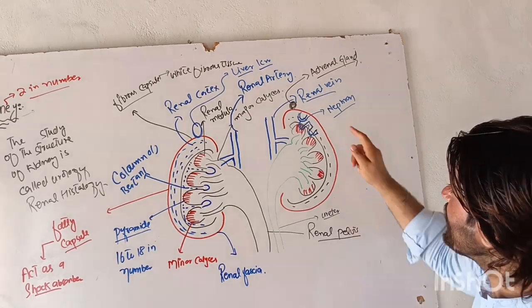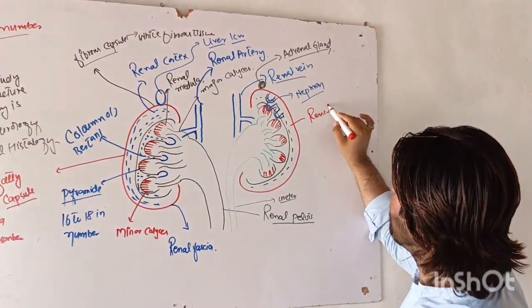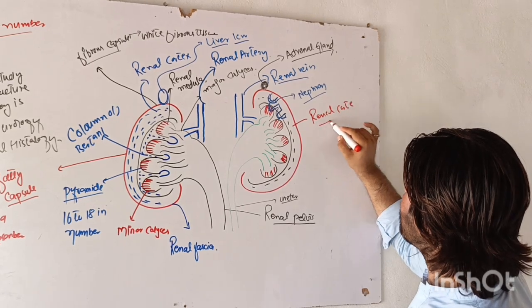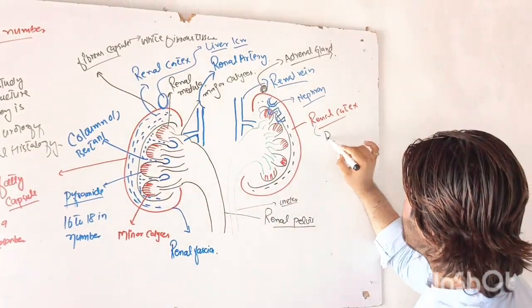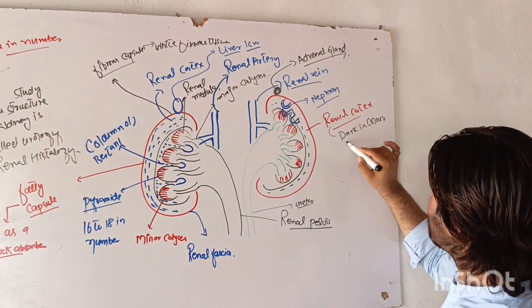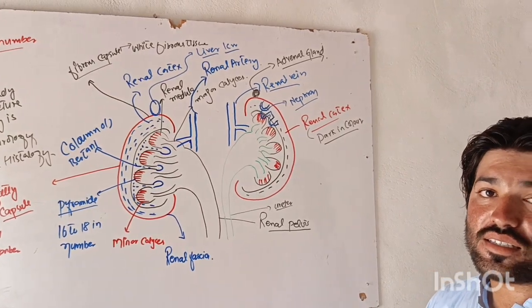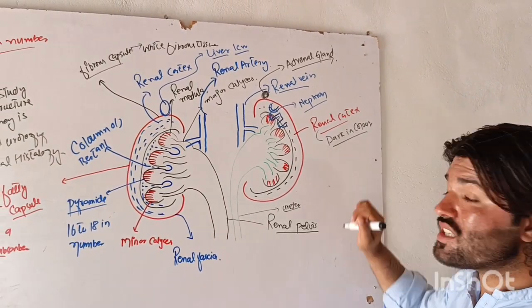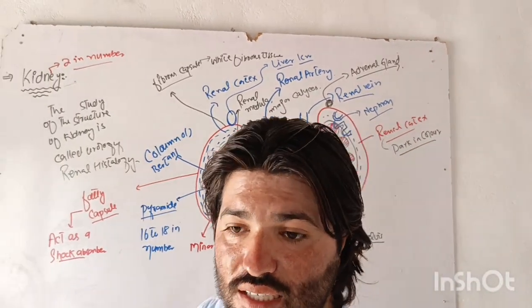The outer part is called the renal cortex. The renal cortex is dark in color. The question is why the renal cortex is dark in color. Because the blood first comes to the renal cortex, that is why it appears dark in color.